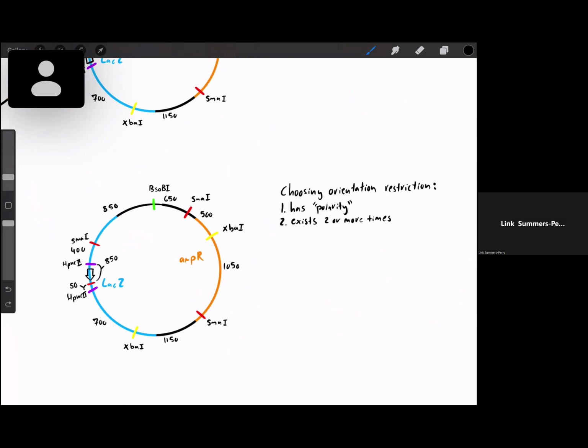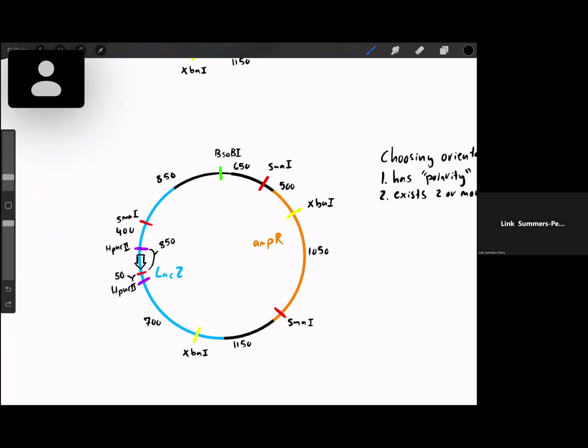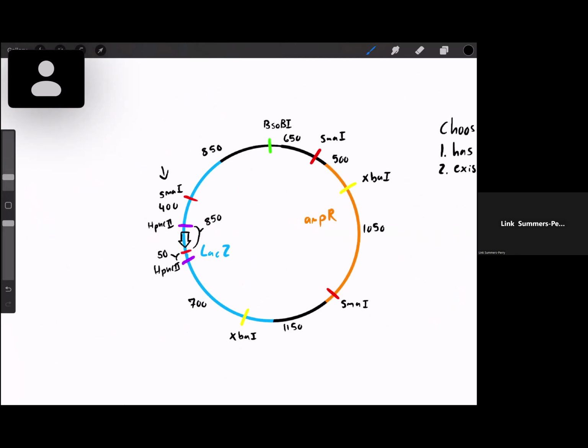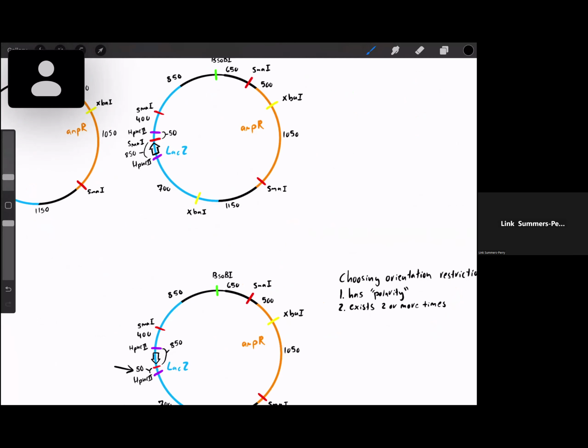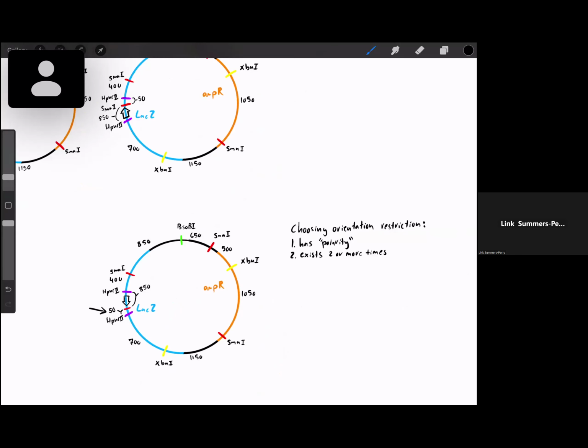So we have polarity if we use the SmaI restriction enzyme, because the location of it, which is this one right here, changes depending on whether or not it's forward or reverse. And then it needs to exist two or more times. SmaI exists a bunch. It's here, here, here, and here.